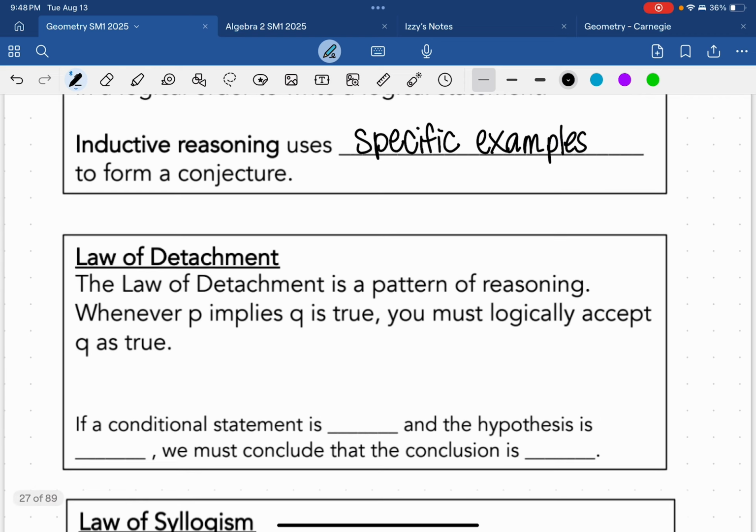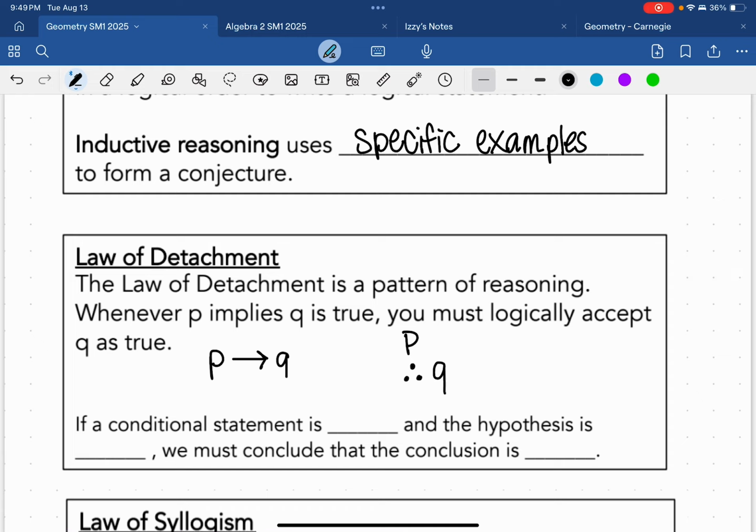We have two laws that we can use. First is the law of detachment. The law of detachment is a pattern of reasoning. Whenever P implies Q is true, you must logically accept Q as true. You can look at it this way. P implies Q. So you must logically, because of P, accept that Q is true.